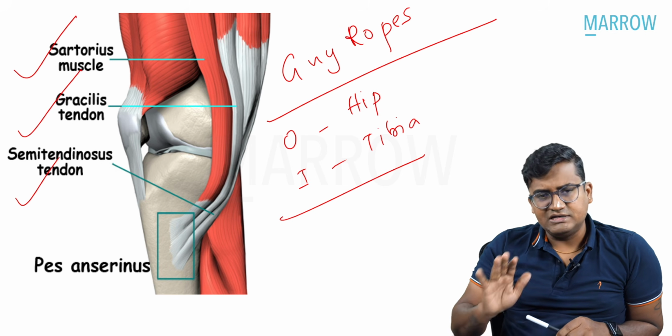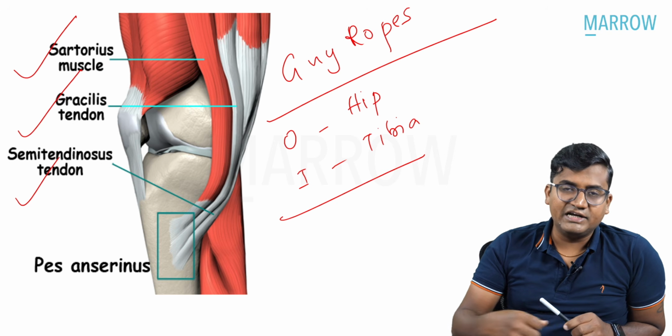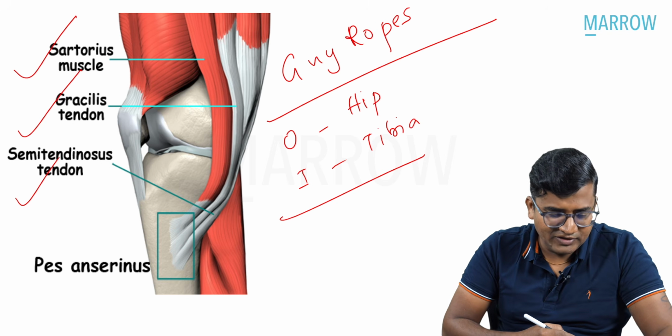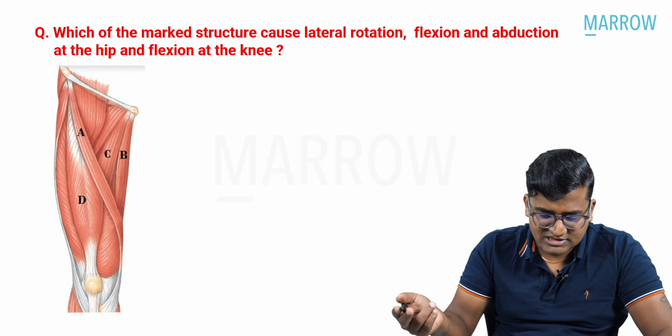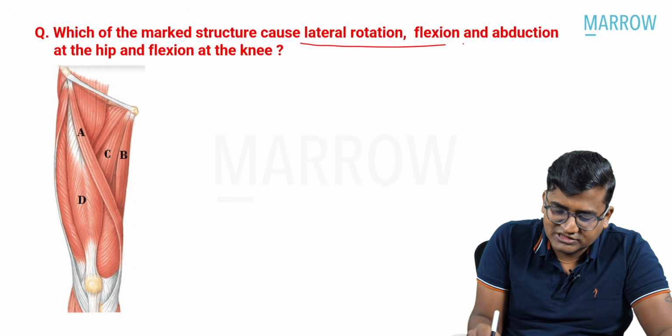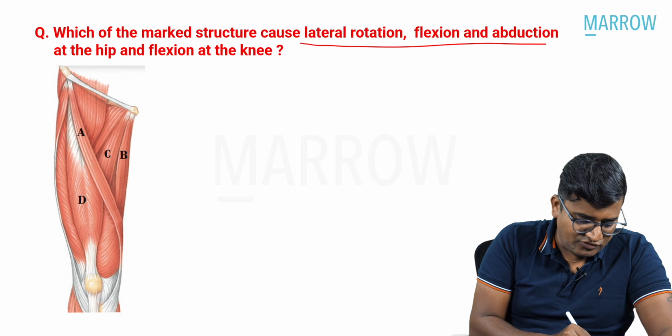These are all old NEET questions. Chances are there to ask again in your NEET exam. Okay. Now, which of the following marked structures do lateral rotation, flexion and abduction and the flexion of knee?